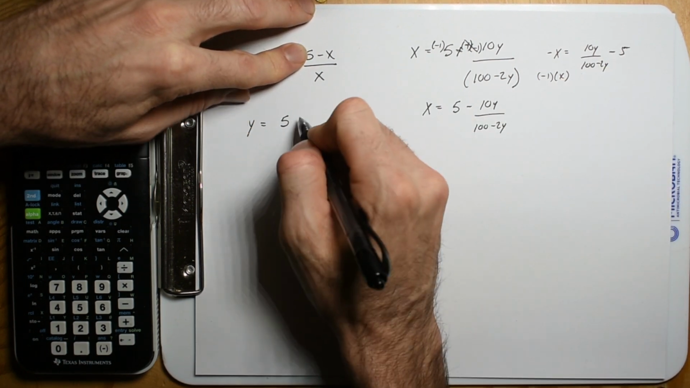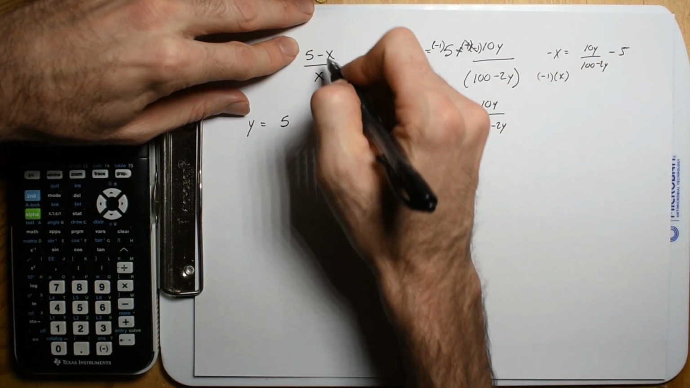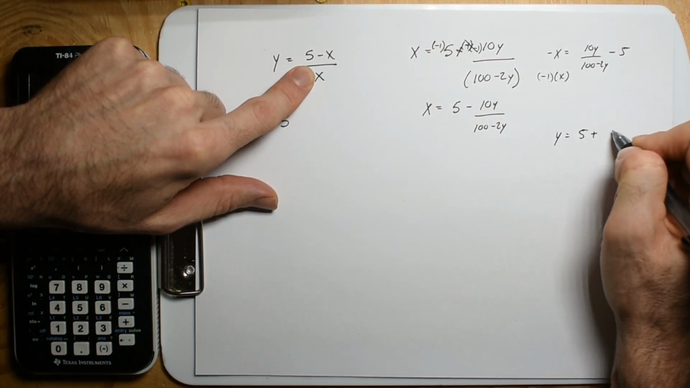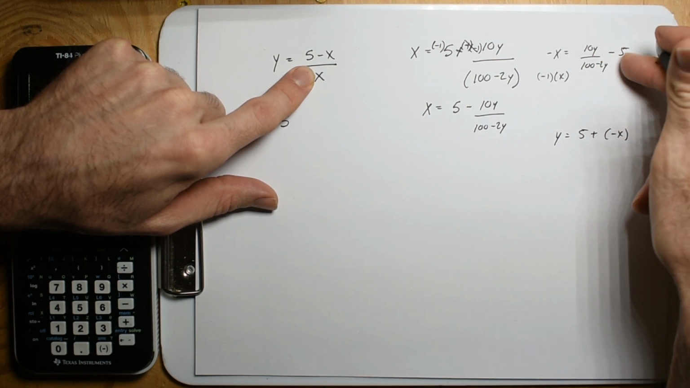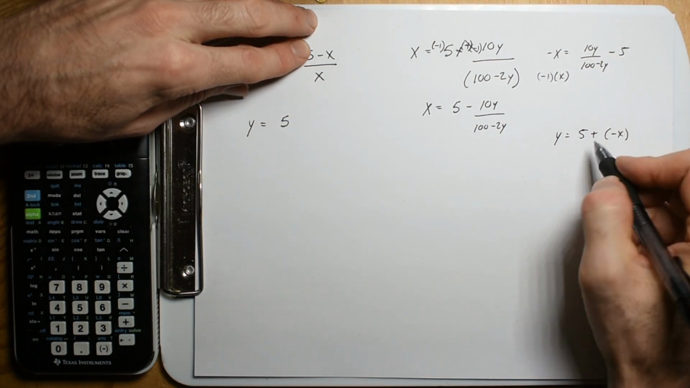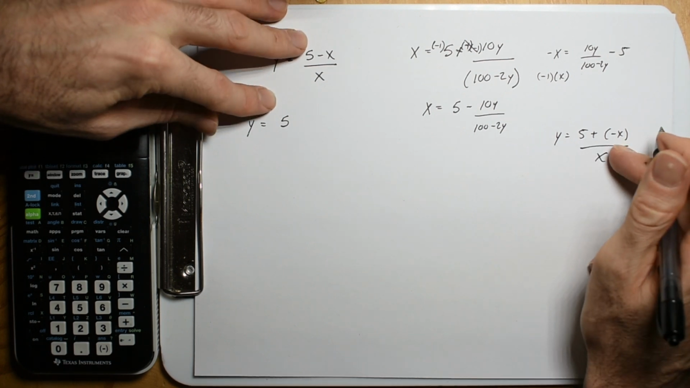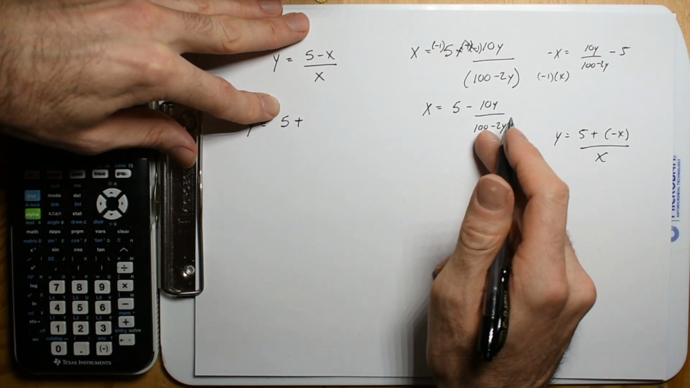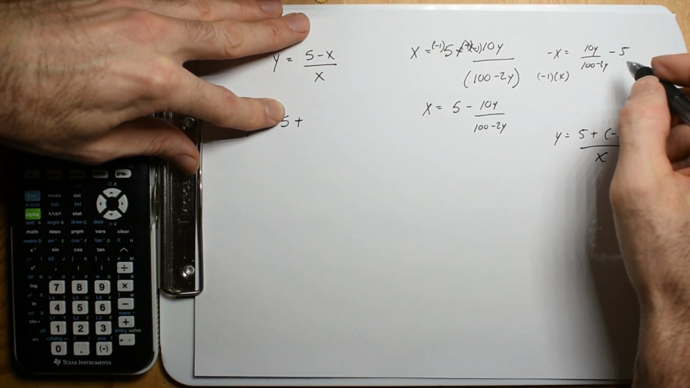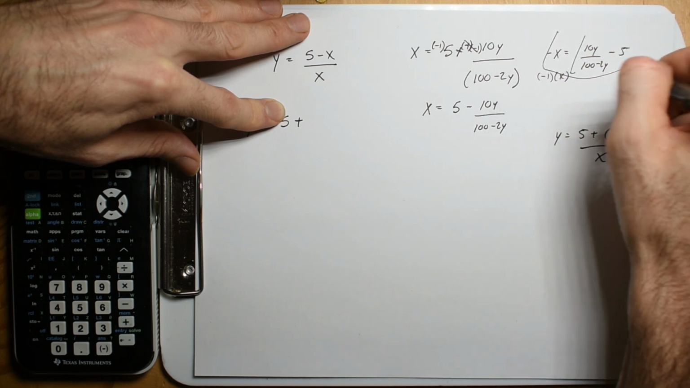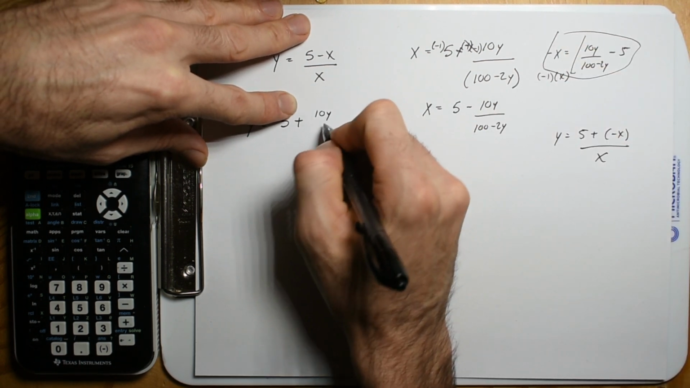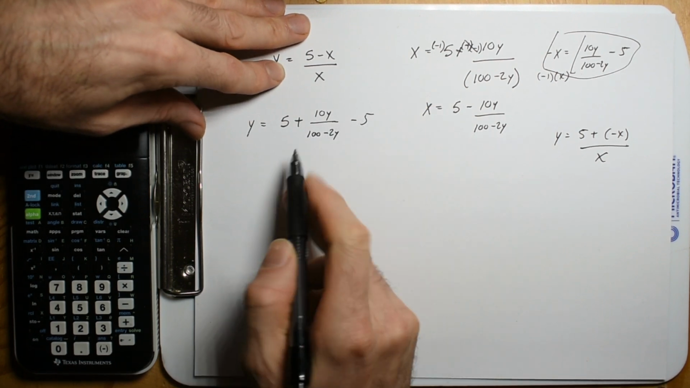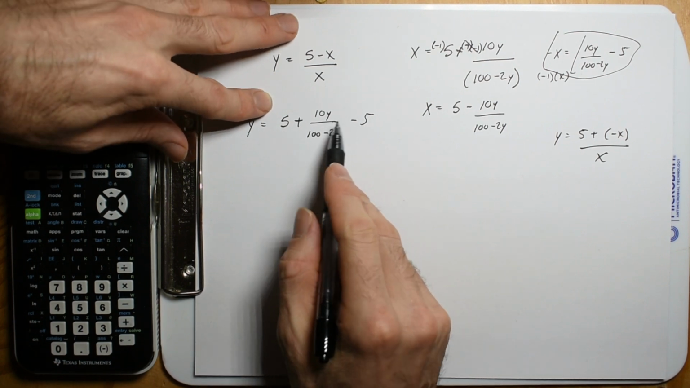All right, so we have 5. And now instead of 5 minus x, I can say y is equal to 5 plus negative x. And we just solved for negative x, and negatives are my nemesis, so I think that's kind of a pretty slick way to do it. But you can still get kind of confused. But no, I'm going to do 5 plus, and then what's my negative x term? My negative x term is this. Hell yeah, so we're good. We're going to do 10y divided by 100 minus 2y minus 5. So the 5's cancel. So I'm pretty set there.